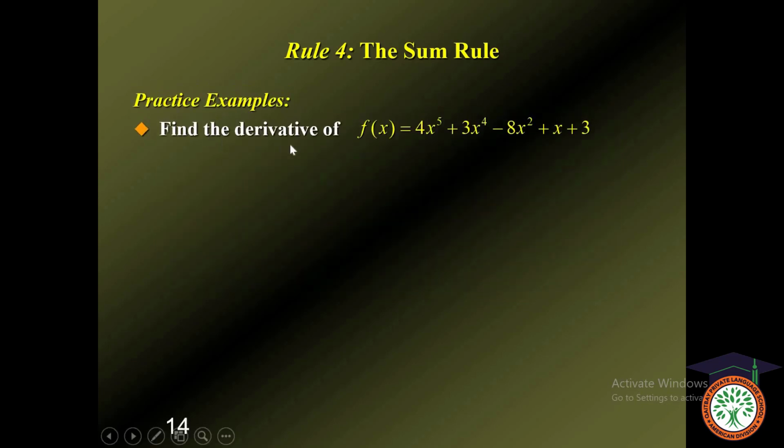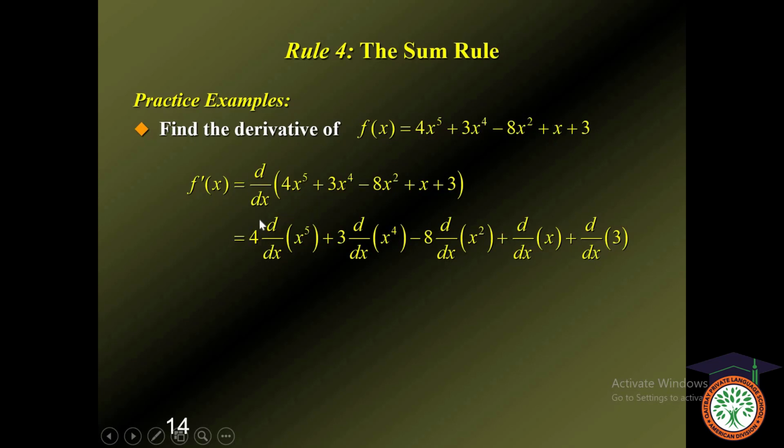Example: find the derivative of f(x) equal 4x power 5, plus 3x power 4, minus 8x squared, plus x, plus 3. As I said before, I'm going to find the derivative of each term alone. If I have a constant multiplied by a function, as 4 multiply x power 5, I'm going to drop the 4 because it's a constant and then multiply it by the derivative of x power 5. Let's see.